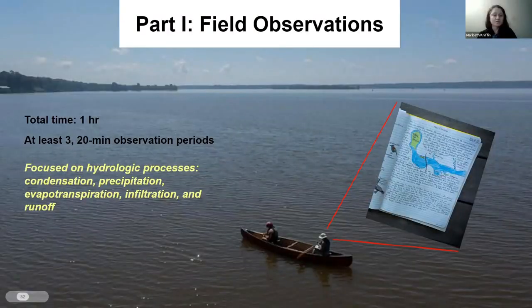And so the first piece is, like I said, taking field observations. There should be a number of different field observation times, and I'm suggesting a 20-minute minimum for each one. So students would focus on either condensation, precipitation, evapotranspiration, infiltration, or runoff, and really observing one or several of those processes in their notebooks. Next slide.